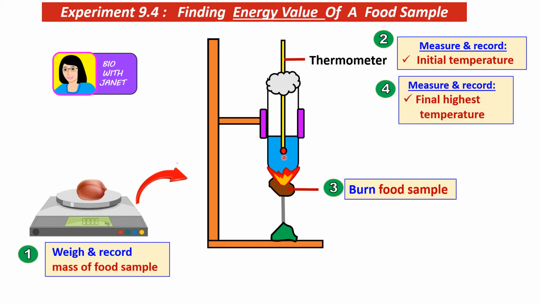Now, as the food is burning, pay attention to the temperature shown on the thermometer and record the final highest temperature. Also, make sure that the food burns completely. If the flame goes out before the food is completely burnt, you have to ignite it again using the Bunsen burner and then put the food under the boiling tube again to heat up the water until all the food is burnt up. After that, with all these values like the mass of the food sample, initial temperature, and the final highest temperature, we can calculate the energy value of the nut or the food sample.